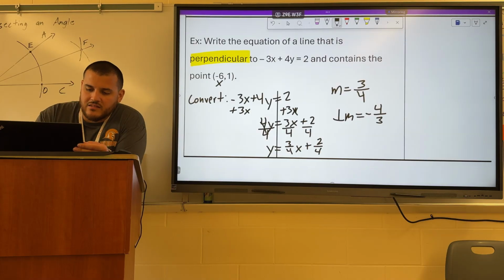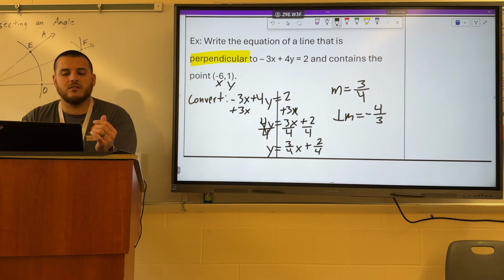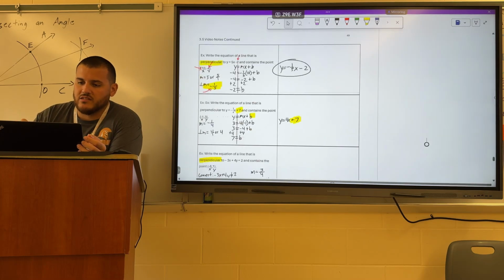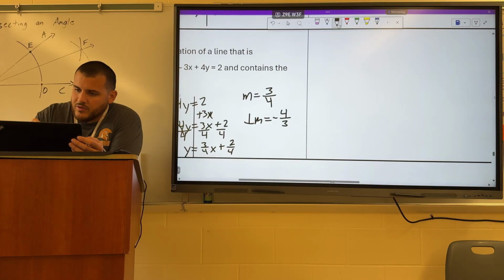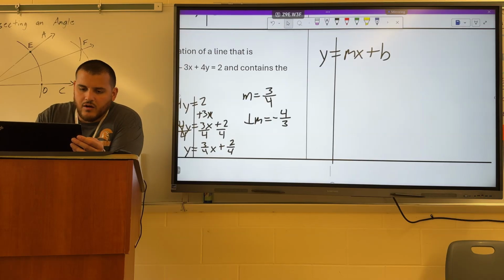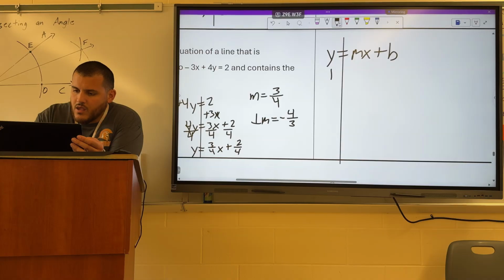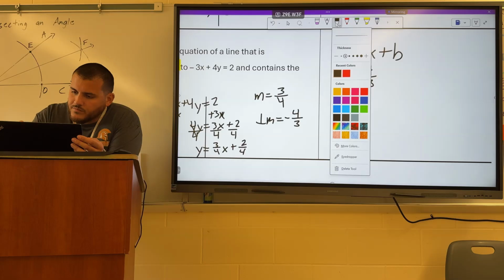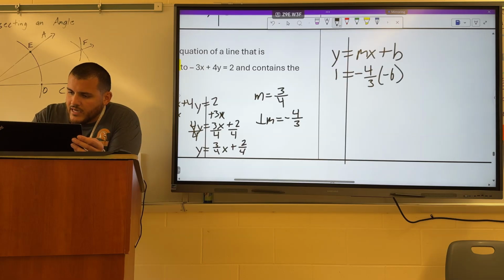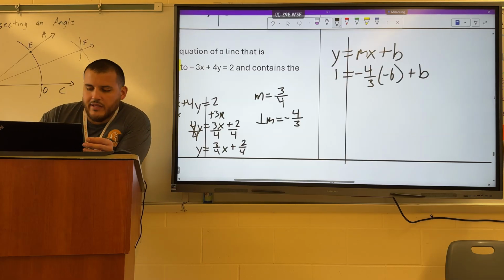We're using that in this given point, -6, 1, to solve for the y-intercept of our line. All right, so we're putting all of that into play now. Instead of y equals mx plus b, we're substituting in our known values. Again, our y coordinate was 1. We know our slope needed for this is going to be -4/3. Our x coordinate was -6. Now we can solve for b, the only remaining unknown in this equation.